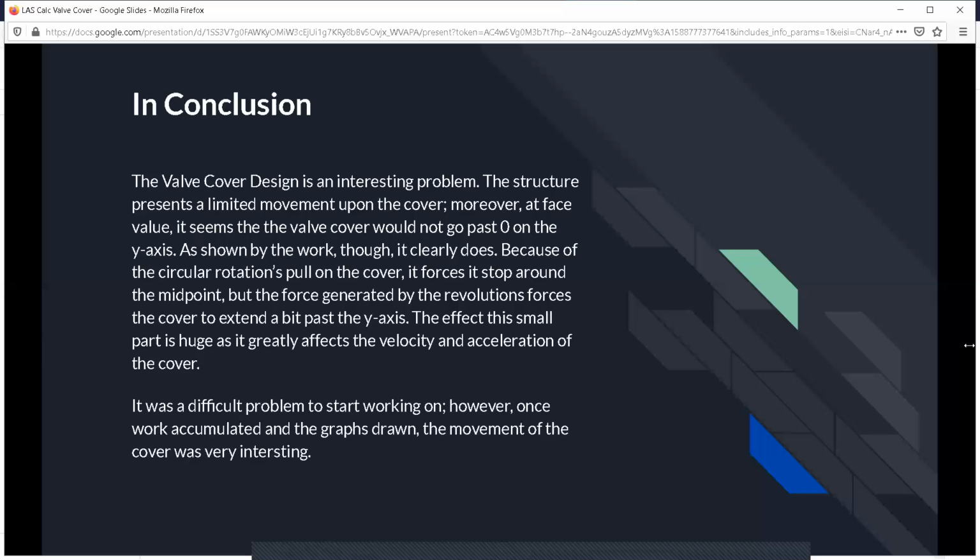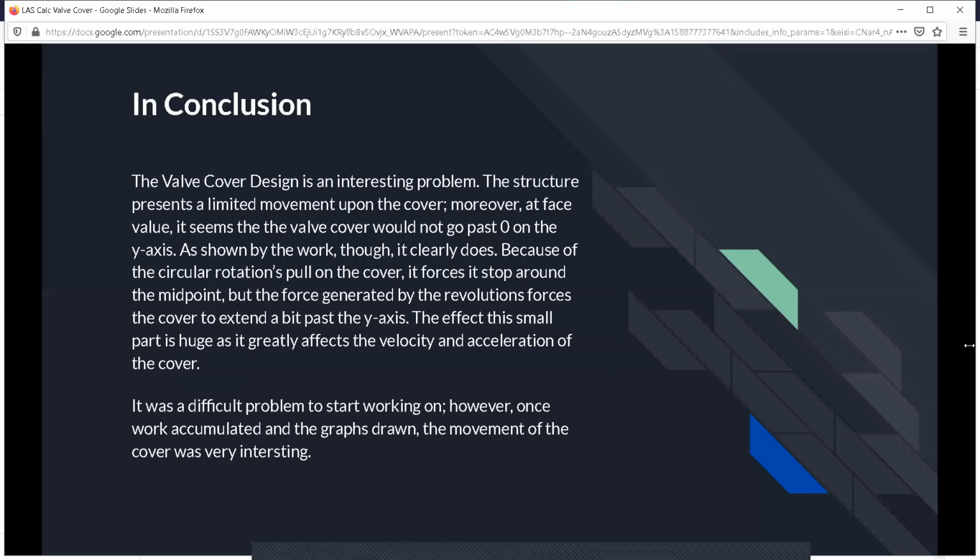All in all, the valve cover design is an interesting problem. The structure presents a limited movement upon the cover. Moreover, at face value, it seems the valve cover would not go past 0 on the y-axis. As shown by the work, though, it clearly does. Because of the circular rotation's pull on the cover, it forces it to stop around the midpoint, but the force generated by the revolutions forces the cover to extend a bit past the y-axis. The effect this small part has is huge, as it greatly affects the velocity and acceleration of the cover.